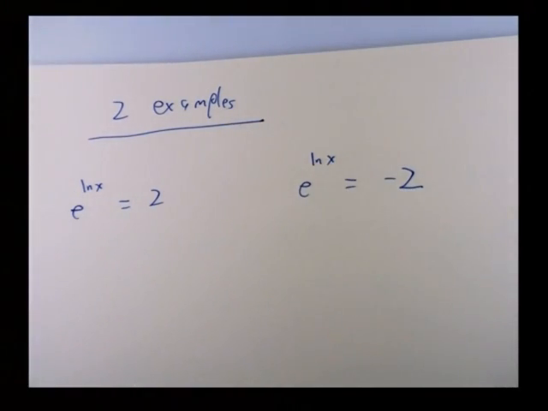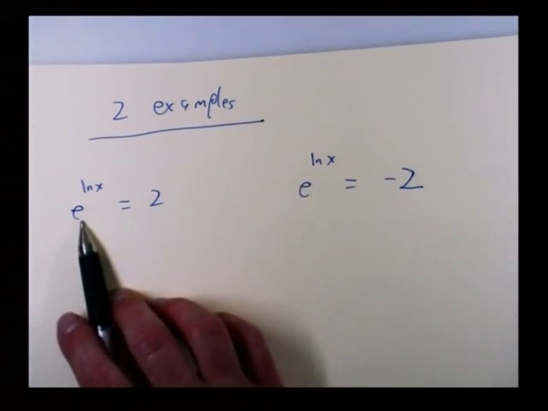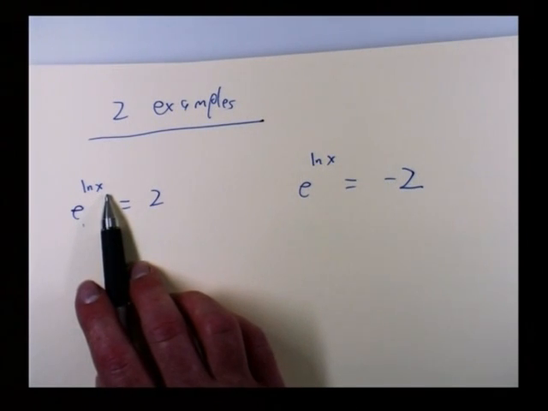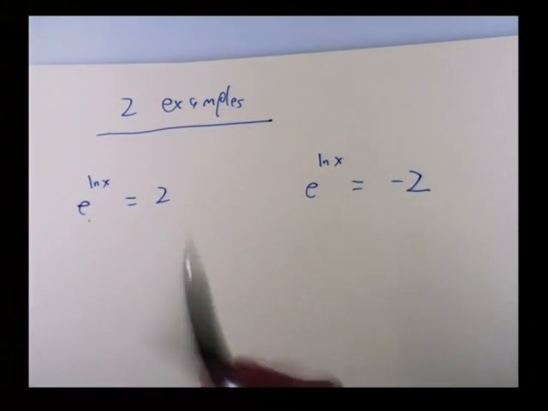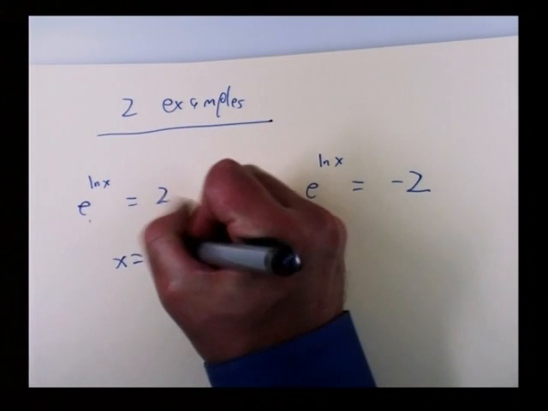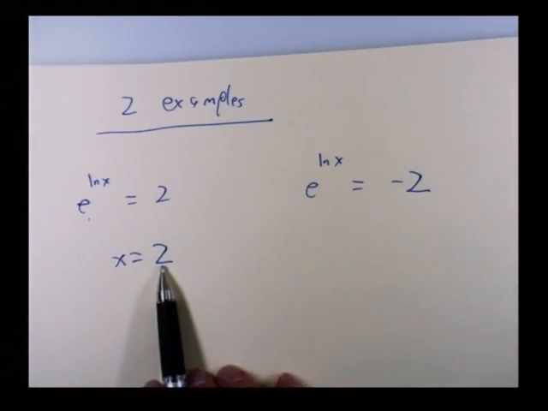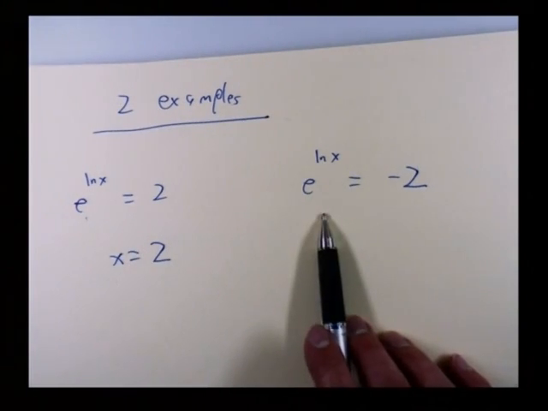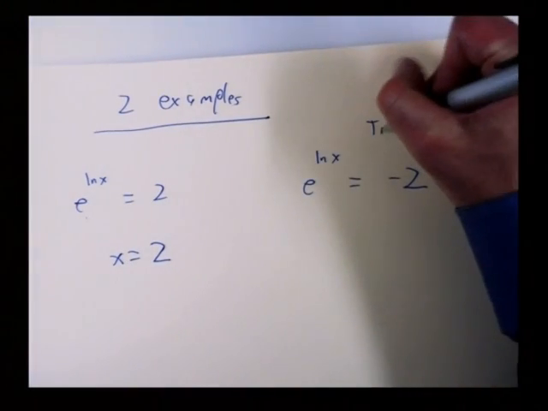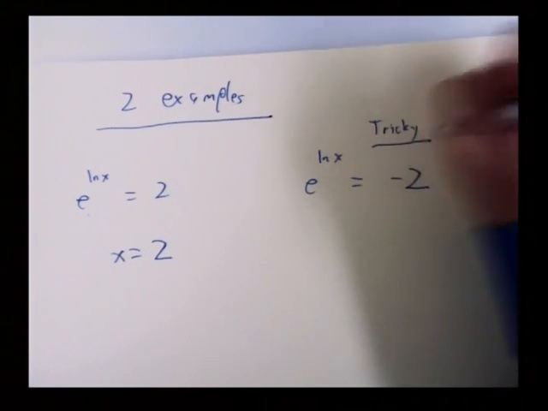2. If you've been paying attention, you know that e to the power of and natural log cancel each other out. E to the power of the natural log of x is simply x. The x comes down and is set equal to 2. What about over here? I would like to do the same thing, but be careful, be very, very careful. This is the tricky one.